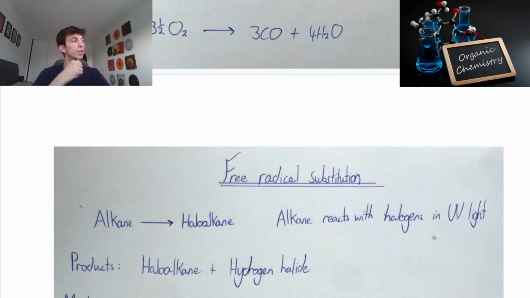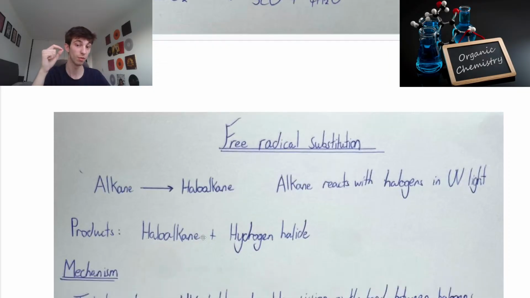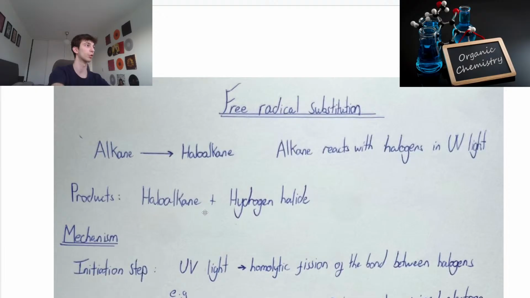What happens? We have homolytic fission. We break the covalent bond. Each atom in the bonded pair receives one electron from that shared pair of electrons. You have to know that. So our products, going from an alkane under UV light with a halogen, are a haloalkane and a hydrogen halide.